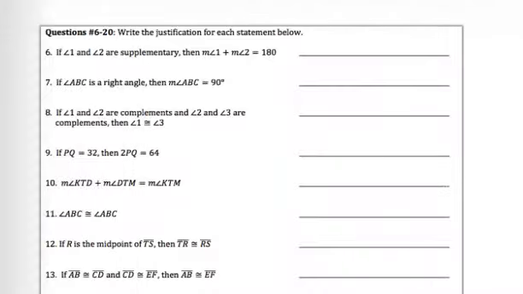Next. Sorry, I'm going to go fast through these just because we have a lot. If 1 and 2 are supplementary, then 1 plus 2 equals 180, so that should be def of supplementary angles. If ABC is a right angle, then ABC measure is equal to 90. That should be def of right angle.